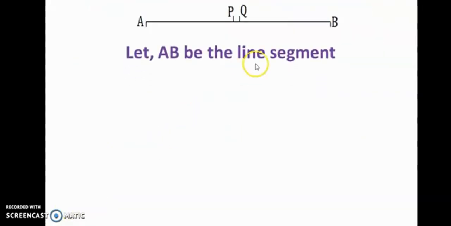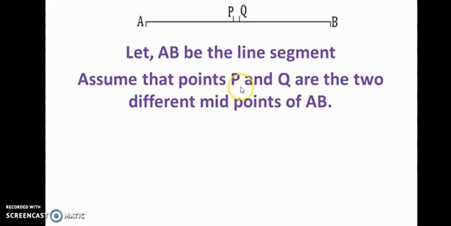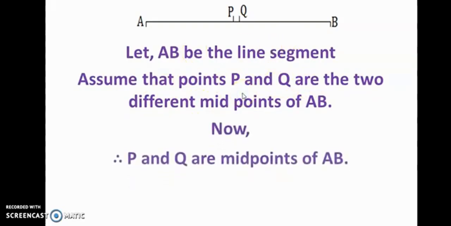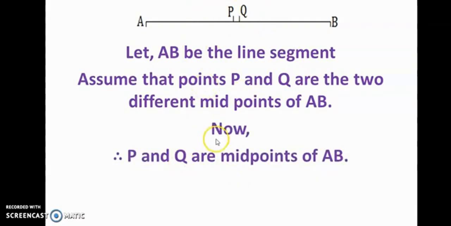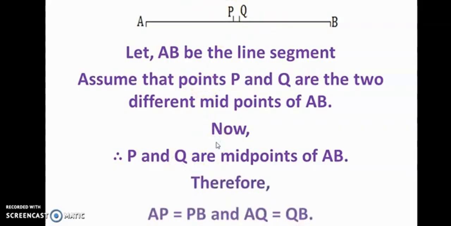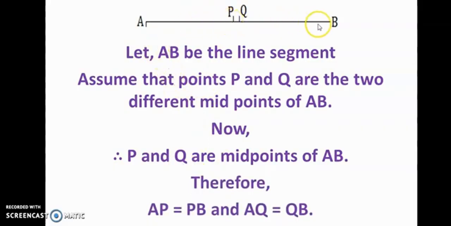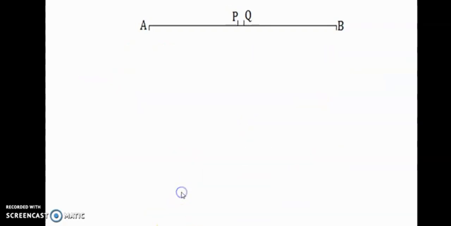Here, let AB be the line segment. Assume that points P and Q are the two different midpoints of AB. Now, P and Q are midpoints of AB. Therefore, we can take AP is equal to PB. When P is the midpoint of the line segment AB, we can take AP is equal to PB. And again like that, when Q is the midpoint of the line segment AB, we can take AQ is equal to BQ. Now we got two equations. Let us take the first equation now. That is AP is equal to PB.